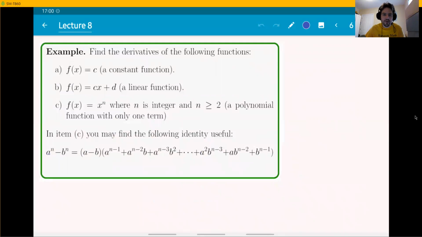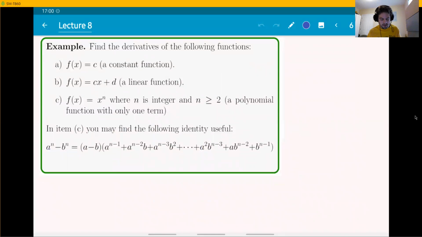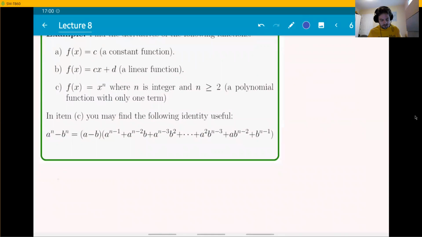So now let's find some derivatives of more functions so we can get used to this calculation. The first function given to us is the constant function, f of x equals c. C in this problem will be just a parameter. Think of it as a fixed number. It could have been the number 3, for example. How do we find the derivative of this function?